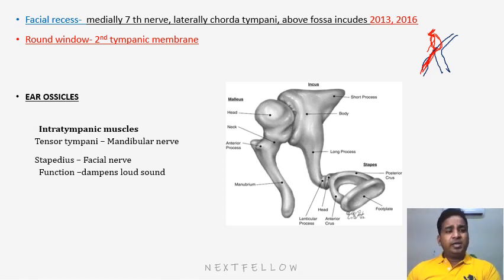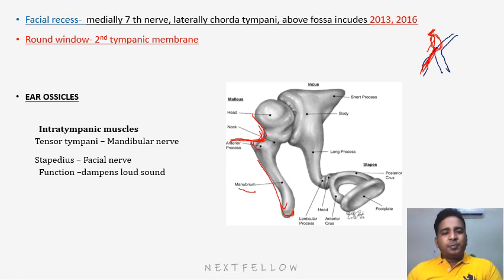When we talk about the ear ossicles, the first bone is the malleus. We all know this is my umbo of the malleus. The long process-like structure is the manubrium. This is the manubrium of the malleus. And then comes the anterior process. Pars tensa is at this level, and above it starts the pars flaccida.